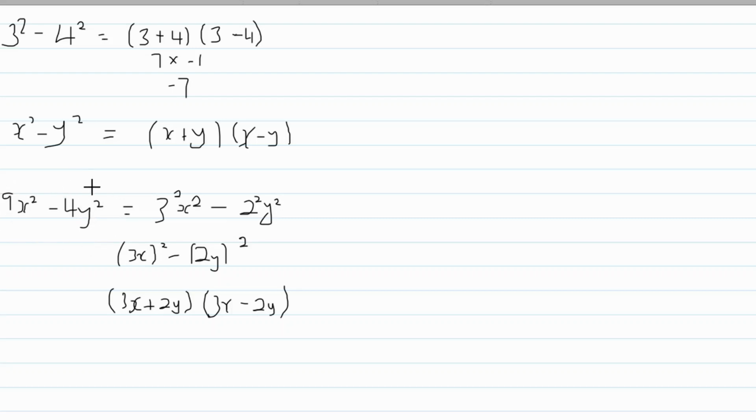It's very, very simple. Let's take our last example under this, and then we move on to the perfect square identity. So if I have 16a squared minus 25b squared.